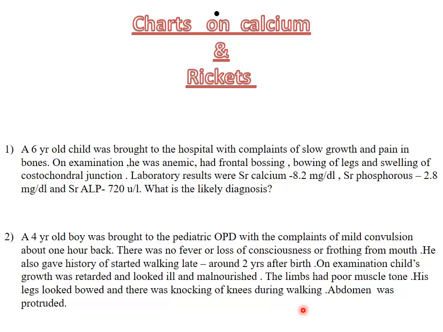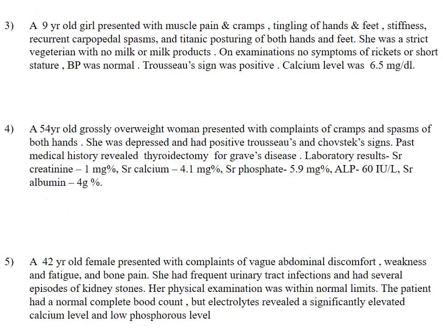Okay. Then a 4-year-old boy was brought to the pediatric OPD with the complaints of mild convulsion about 1 hour back. There was no fever or loss of consciousness, frothing from mouth. So neurological symptom as such is not present, mild convulsion, that is irritability. He also gave history of started walking late, around 2 years of birth. On examination, child's growth was retarded and looked ill and malnourished. Limbs had poor muscle tone. His legs looked bowed, so bowing of legs is there, knock knees is there, abdomen was protruded. So the clinical symptoms show a picture of rickets.